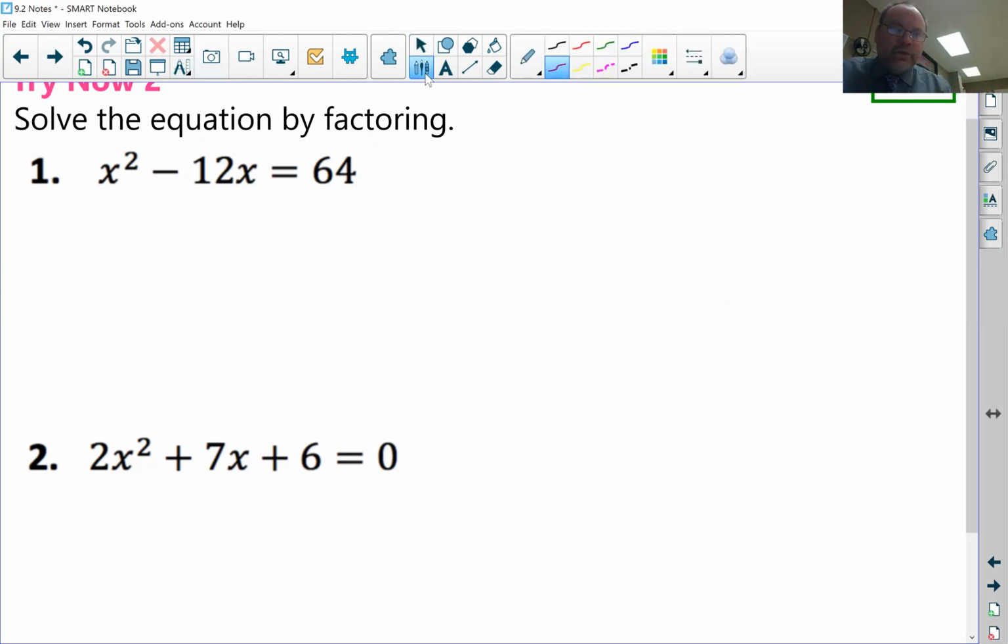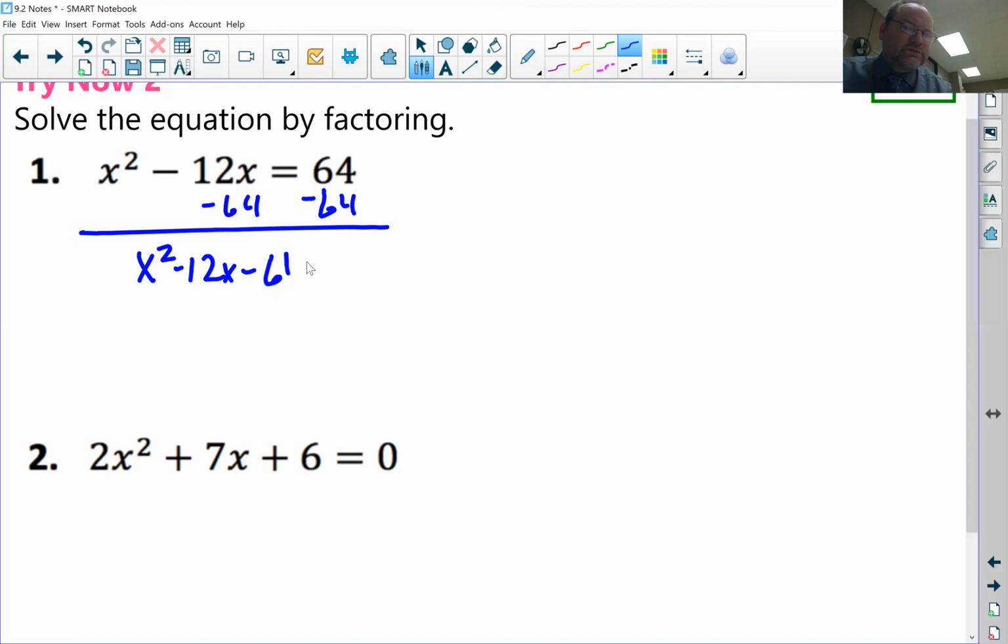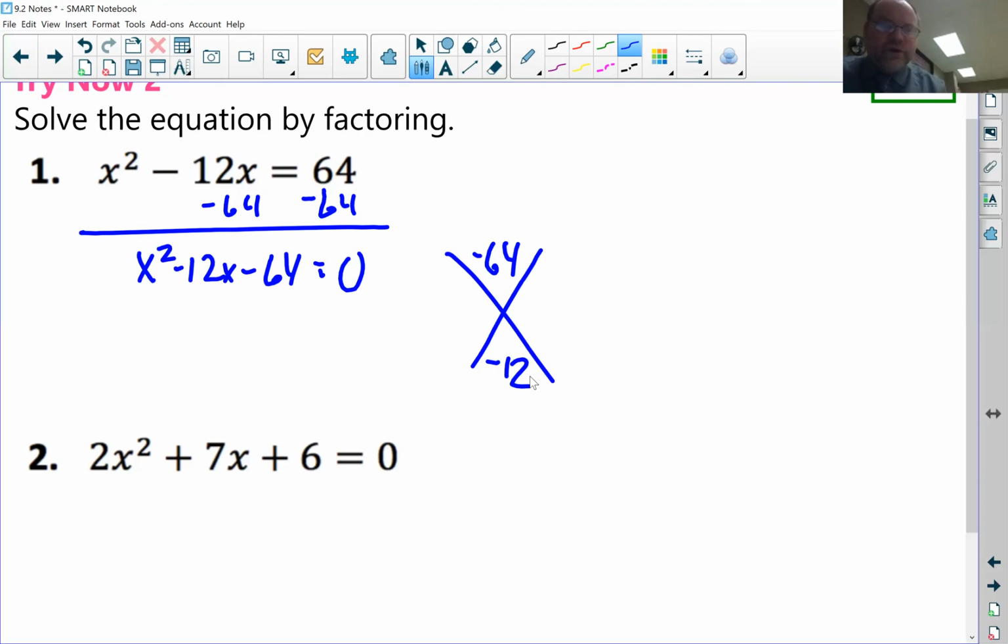So again, we want to get these so they are equal to 0. So I would subtract 64 from both sides. I want to find two numbers that multiply to -64 and add to -12. So they multiply to a negative and add to a negative. That means my larger of my two factors is going to be negative.